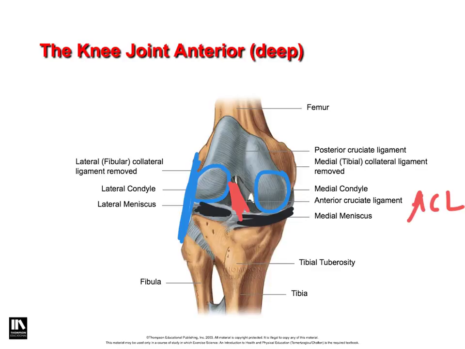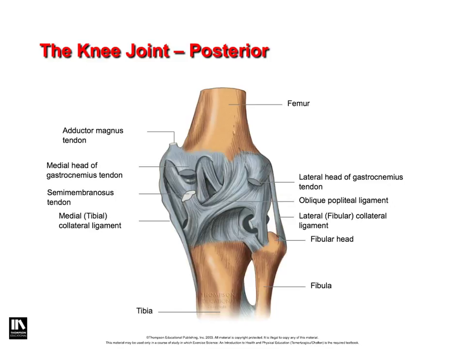Behind the ACL is what's called the PCL, or the posterior cruciate ligament, and I'm going to put it in black right behind that there. So there's your PCL. As we look at the posterior view of the knee joint, you can see once again medial collateral, lateral collateral. The only thing that's a little bit different here is the oblique popliteal. So that's just going across the back of the knee there.